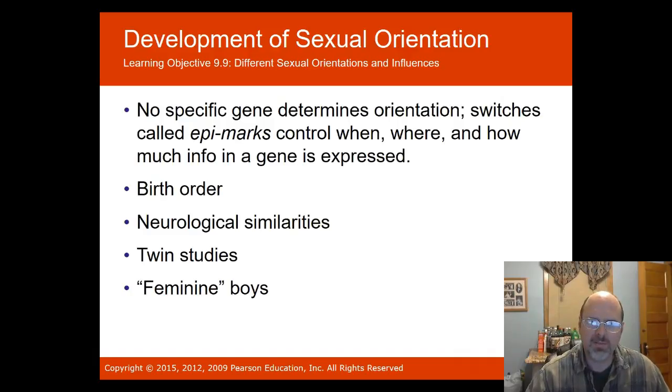Next is the feminine boys theory. Bailey and Zucker in 1995 noted that male homosexuals were consistently noted as feminine as children, and later on were identified as homosexual.